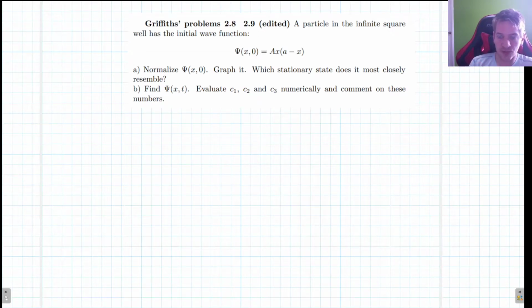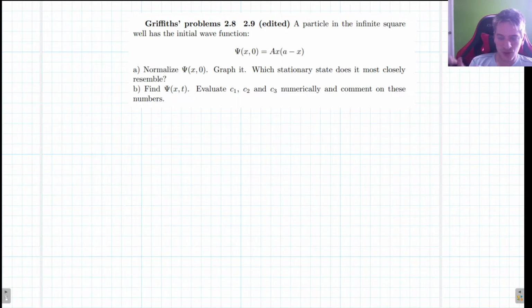This time we are going to be doing another example. This example was once again taken from Griffiths' Introduction to Quantum Mechanics book. These are the problems 2.8 and 2.9. I made a little addition, so it's not exactly as they appear in the book.